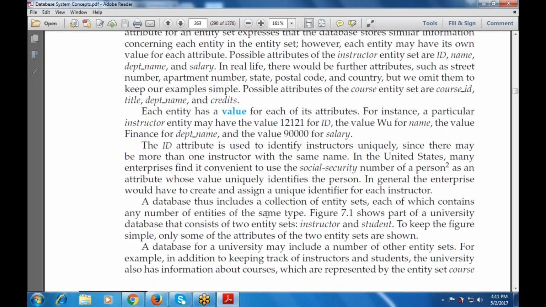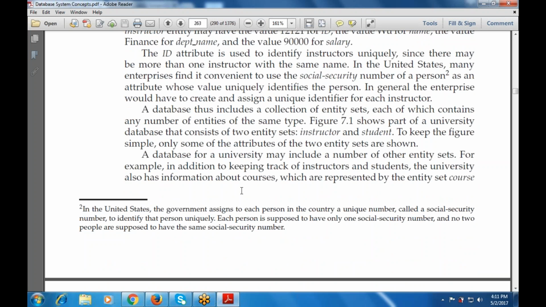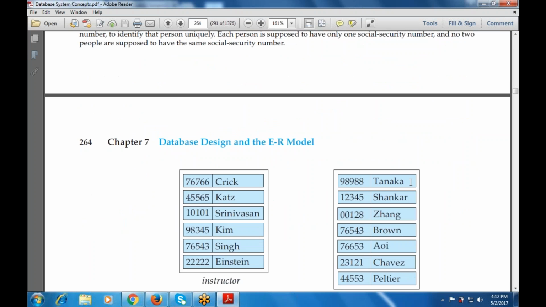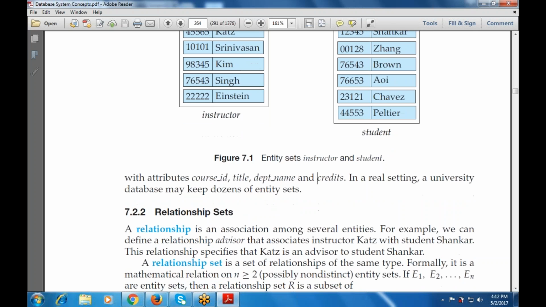And when we talk about the database, it includes a collection of entity sets, each of which contains any number of entities of the same type. So that includes a number of other entity sets also. For example, in addition to keeping track of the instructors and the students, the university also has information about the courses, which are represented by the entity set course. That course may have the attributes course ID, title, department name, and credits. And in real settings, the university database can keep dozens of entity sets.